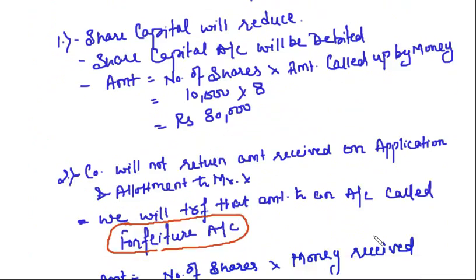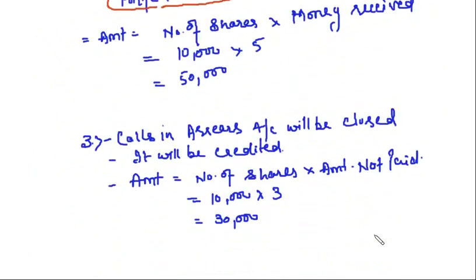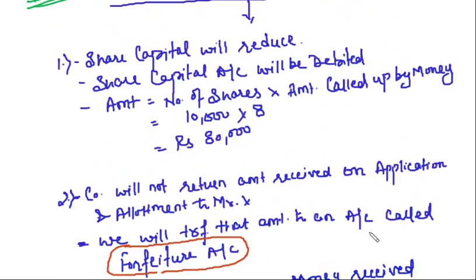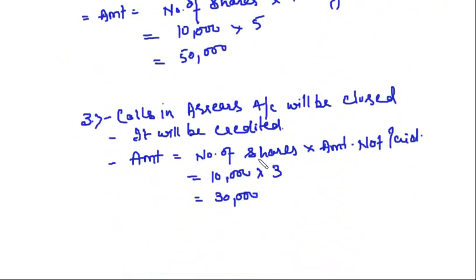Clear? Why are we closing the calls in arrears account? Because the subscription has been cancelled and the calls are no more in arrears now. We know that we are not going to get calls from Mr. X now. We have cancelled the subscription. Right? So can you pass the journal entry now? There are three things. Share capital will be affected. There will be a forfeiture account. And the third will be the closing of the calls in arrears account.